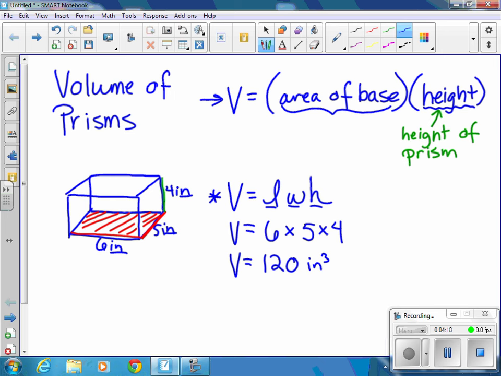One of the things to keep in mind too, it's a 3D shape, right? If it's a 3D shape, then it's going to be my unit cubed. If it's a 2D shape, flat shape, then it's going to be my unit squared. So that's another way to think about this.